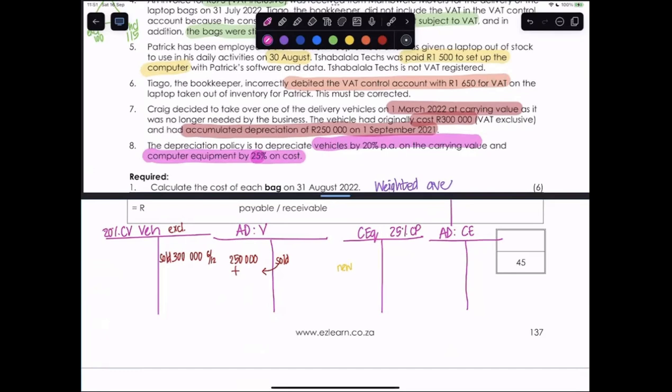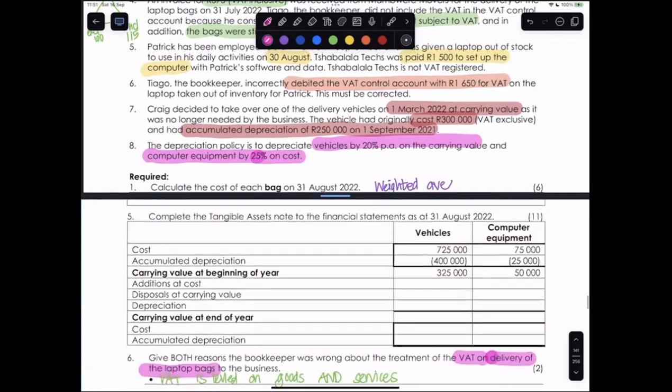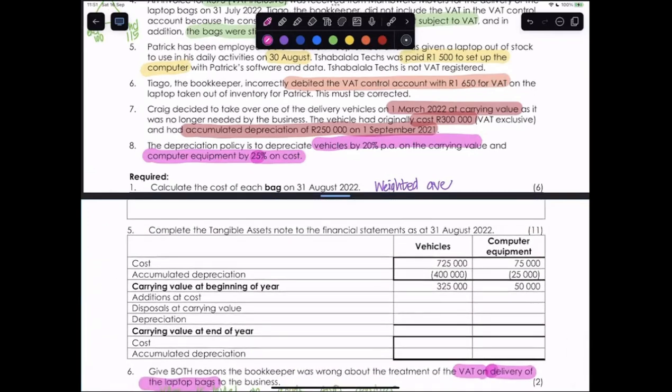Now we've used all the information that we've been given over there, but keep in mind that there's also other information that has been provided. Over here, you can see that in the tangible assets note, we have been given some original information.